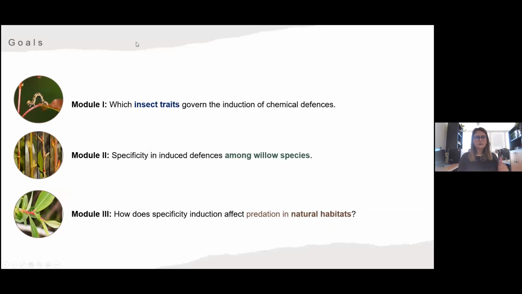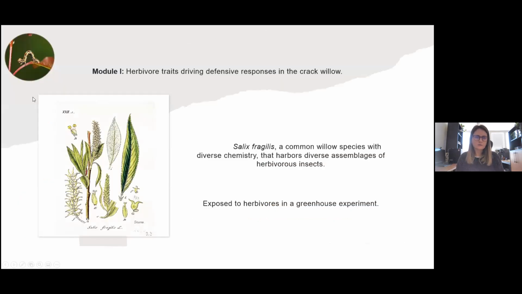So I have three main chapters within my PhD. The first one focuses on exploring insect traits and how they govern the induction of chemical defenses in willows. The second one focuses on the specificity in these induced defenses and comparing these results among willow species. And as the third module, I will infer how this specificity in induction affects predation in natural habitats. So for this first module, we have herbivore traits, as I mentioned, as driving these responses in the crack willow.